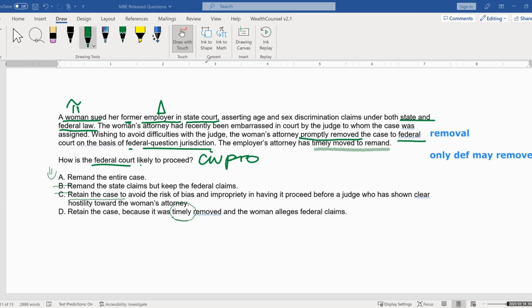It was not properly removed, not because of timing, but because it was removed by the plaintiff, which is a no-no. And the woman alleged federal claims. She did allege federal claims, so yes, that is all right, but it's not the issue here. The improper removal issue is that it was removed by a plaintiff, not a defendant, and only a defendant may remove to federal court. That is also a wrong answer choice. The answer should be A.